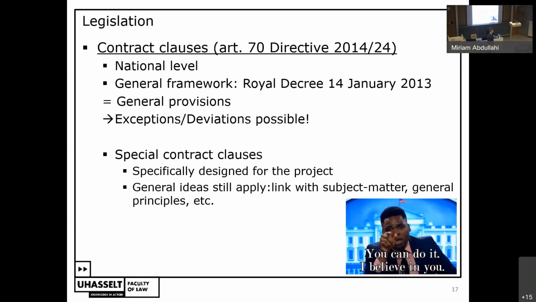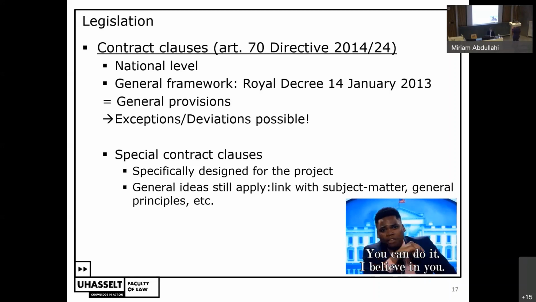Then the contract clauses. It's always a bit weird to talk about the contract clauses because it's about a whole different aspect of a project. It's when the tender is over. It's when you're executing the contract. So it's always very weird. There's not a lot about contract clauses in the directive. It's Article 70 of the directive, and it's mostly regulated on the national level.